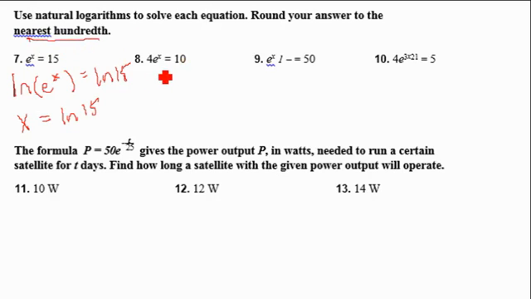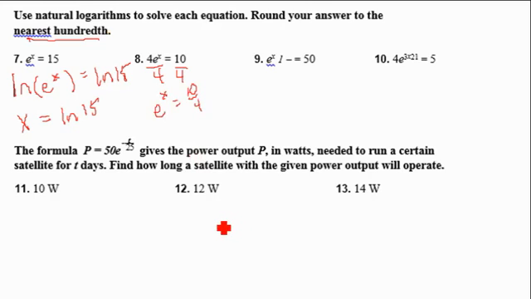For number 8, 4e to the x equals 10. Make sure that you isolate e first. So we need to divide both sides by 4. So I have e to the x equals 10 over 4. Now I can take the natural log of both sides. So that's just to help you start on number 8.